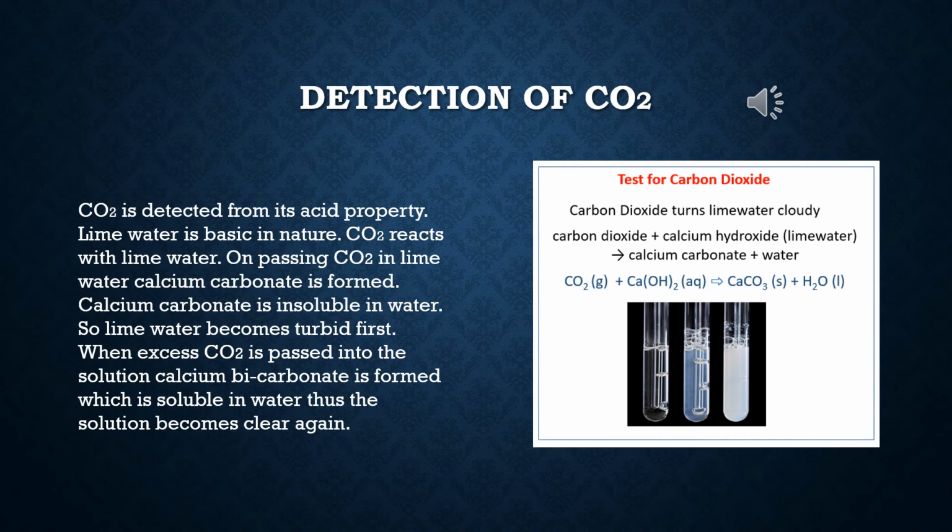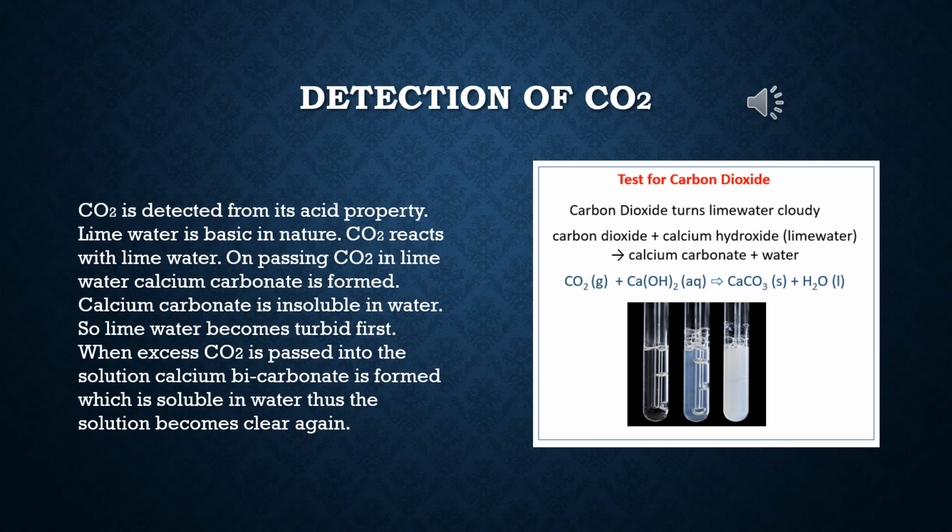Now, detection of carbon dioxide. Remember that these reactions are very important. Carbon dioxide is detected from its acid property. Lime water is basic in nature. Lime water means calcium hydroxide over here. CO2 reacts with lime water. On passing CO2 in lime water, calcium carbonate forms in the first step. Calcium carbonate is insoluble in water, so lime water becomes turbid first. When excess CO2 is passed into the solution, calcium bicarbonate is formed, which is soluble in water, thus the solution becomes clear again.